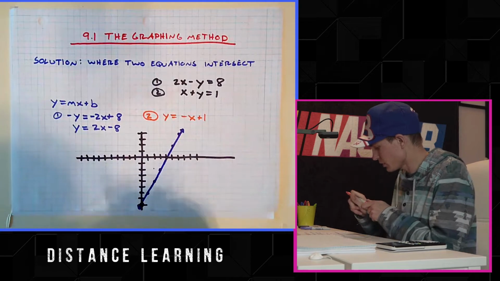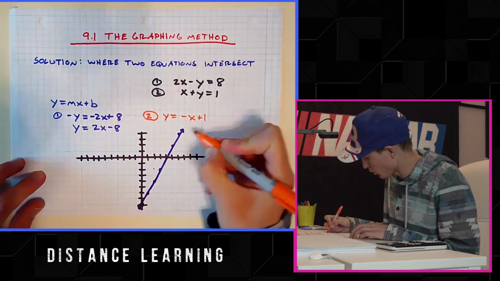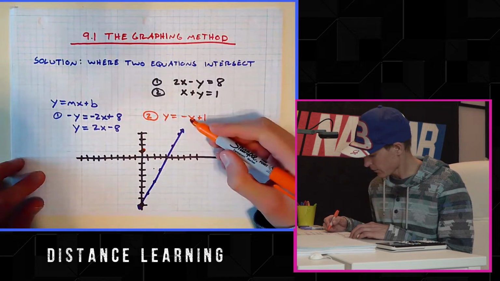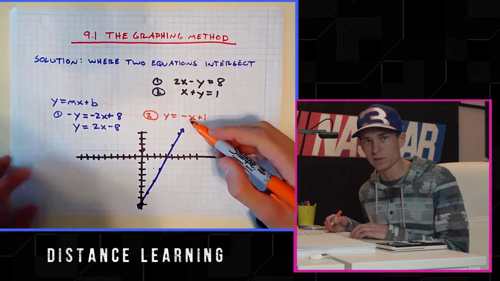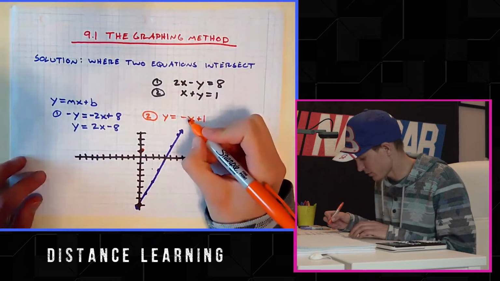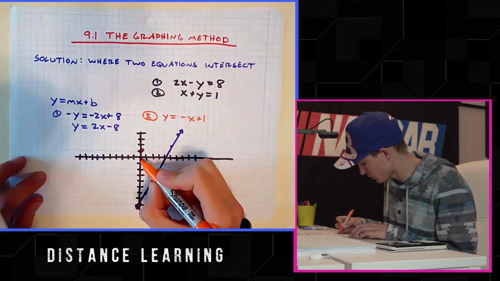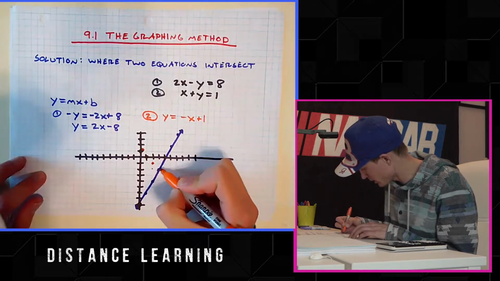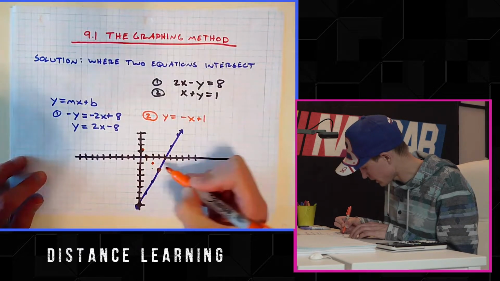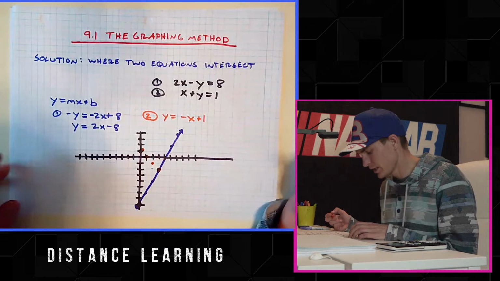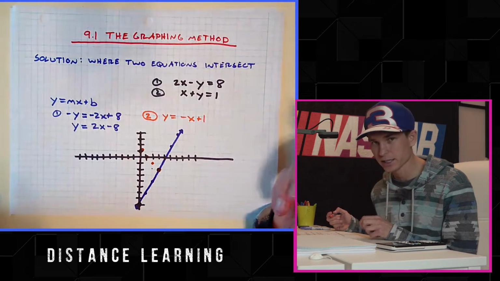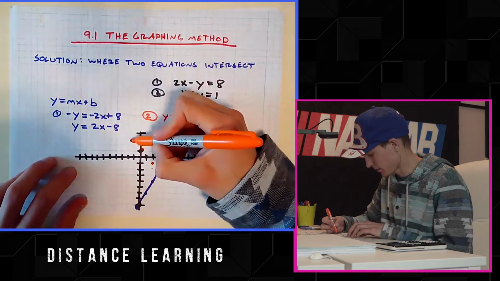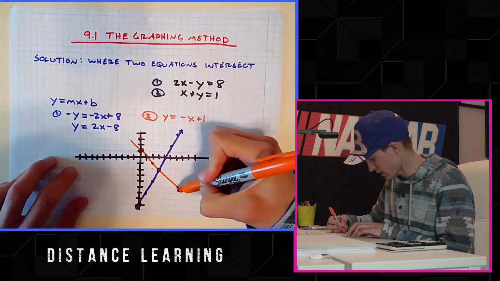And equation 2, the y-intercept is 1, so I'm going to go up to 1. The slope doesn't have anything in front of it, so you have an imaginary 1. So it's 1 over 1, which means go down 1, over 1, down 1, over 1, down 1, over 1. Oh, look, there's a purple dot right there. If you get to the point where they intersect, you don't need to make any more dots. You can go ahead and stop there. So I am going to draw this line.